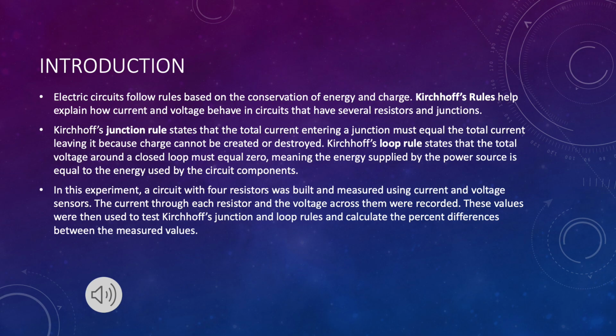In this experiment, a circuit with 4 resistors was built and measured using current and voltage sensors. The current through each resistor and the voltage across them were recorded. These values were then used to test Kirchhoff's junction and loop rules and calculate the percentage differences between the measured values.